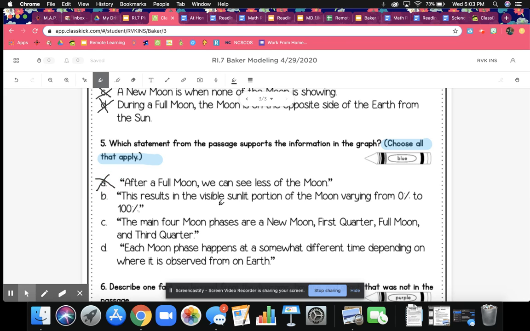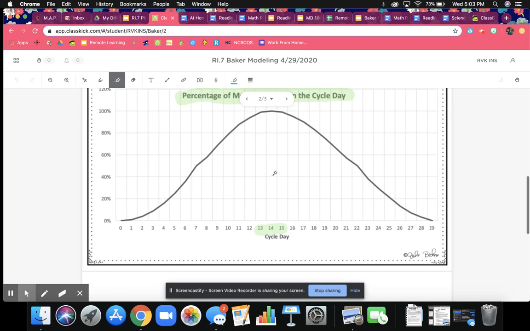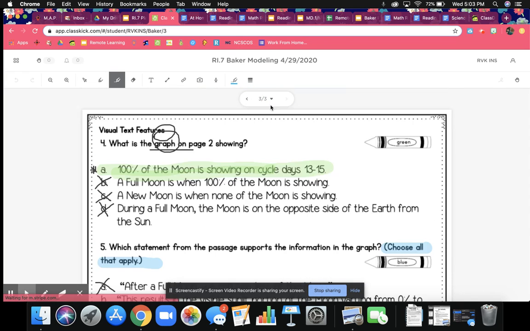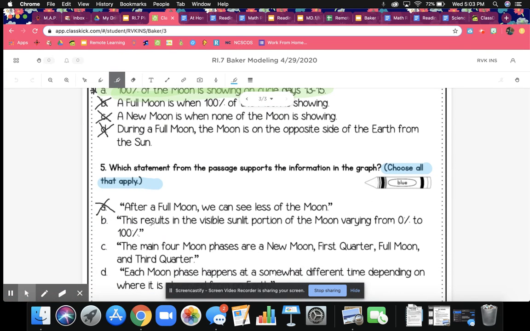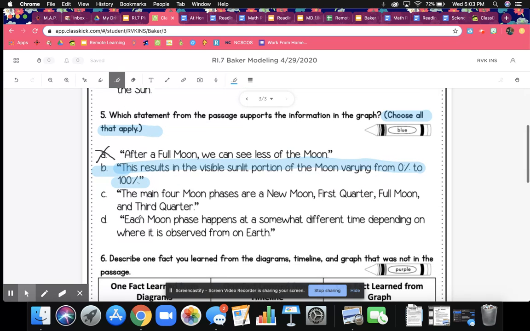This results in the visible sunlit portion of the moon varying from 0% to 100%. I am going to go ahead and highlight that, because I know that this graph is showing the percentage of the moon. You see in that graph, it goes from 0 to 100. So that is a correct answer.